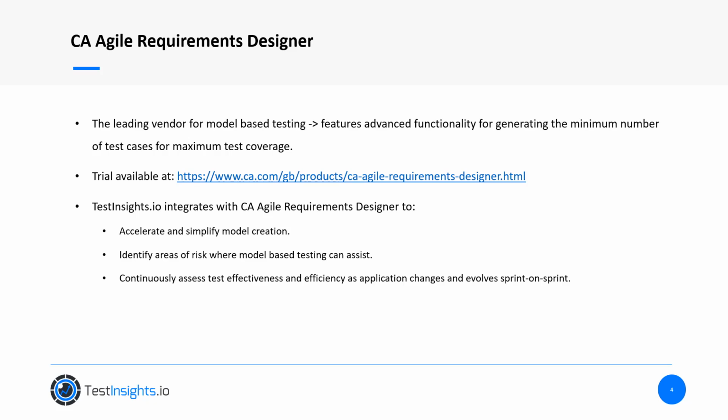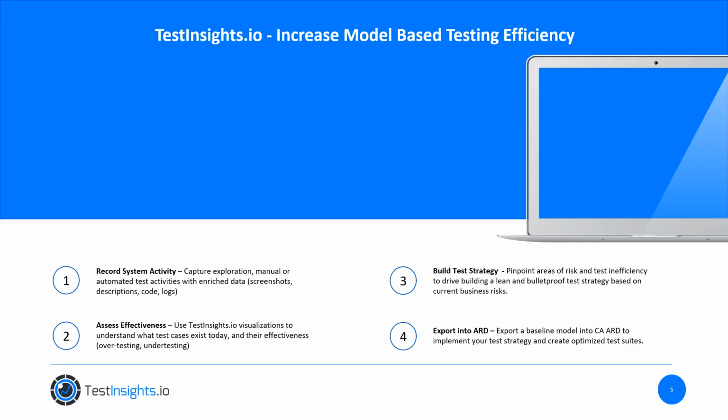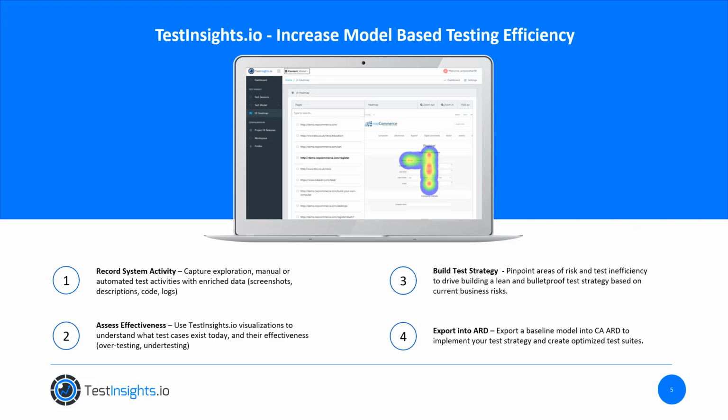Using TestInsights.io with the Agile Requirements Designer integration, we can accelerate and simplify model creation. We can identify areas of risk in your test strategy where model-based testing can give you extra functional coverage. And we continuously assess test effectiveness and efficiency as the application changes, as your test cases evolve sprint on sprint, to identify the risks present. So, using TestInsights.io to increase model-based testing efficiency.